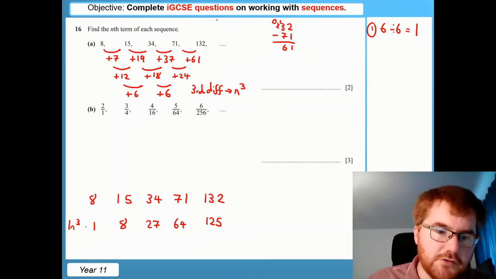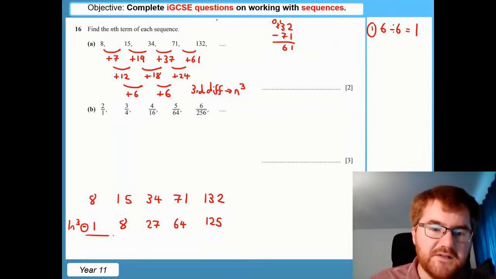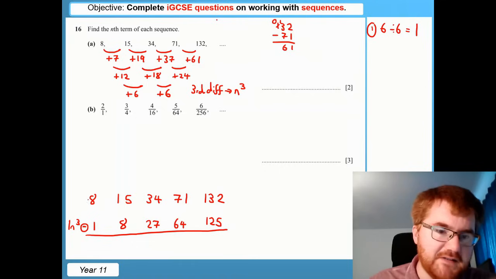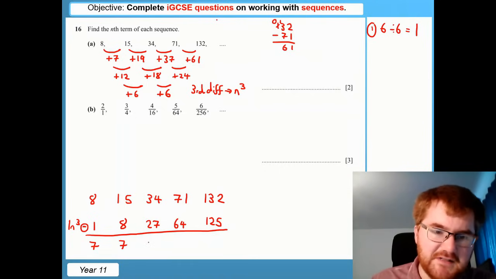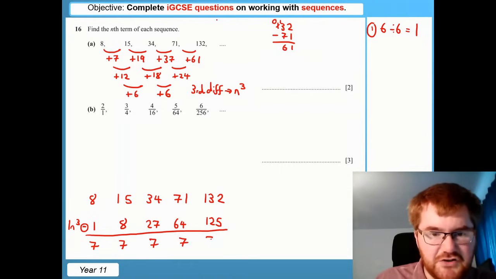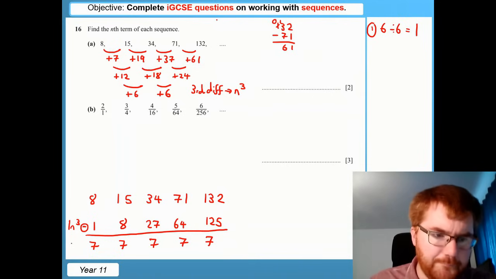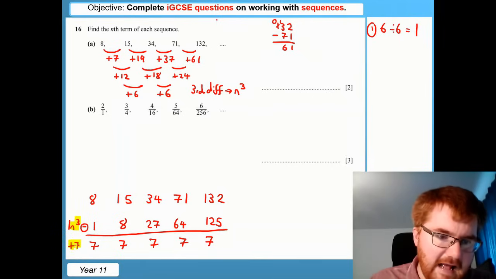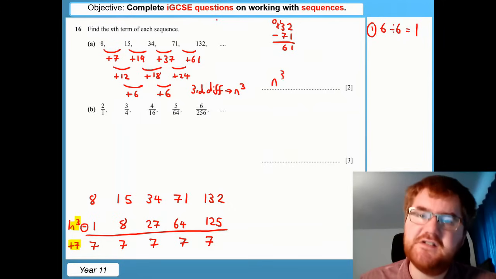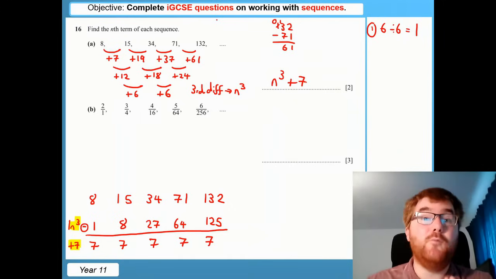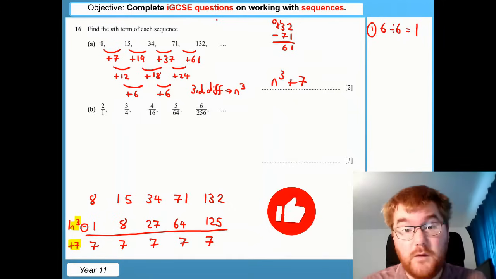And I'm going to subtract, like I did earlier, one sequence away from the other. So 8 minus 1 is 7, 15 minus 8 is 7, 34 minus 27 is 7. Notice we get 7 each time. That's very, very helpful. So we get a plus 7 here. And so our nth term is going to be built up by the n cubed here and the plus 7 together. So even cubic sequences you can do in exactly the same way as how I did the quadratics as well.